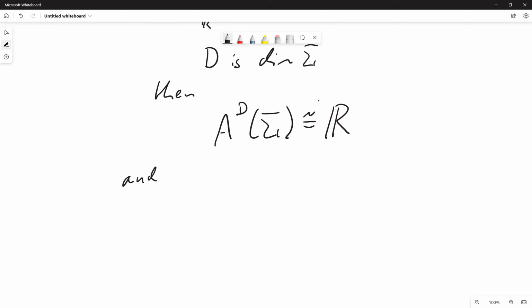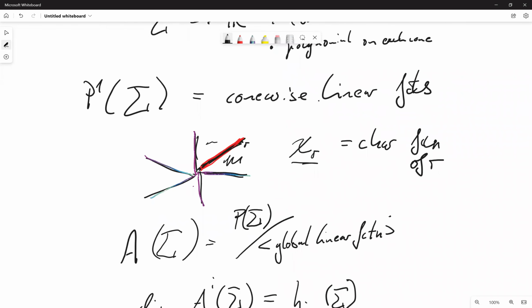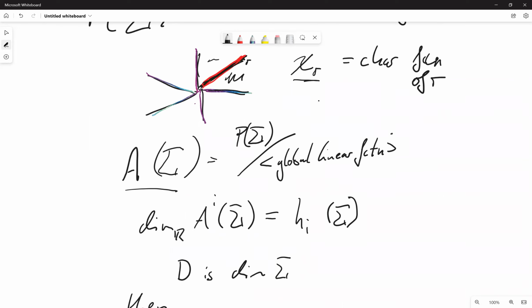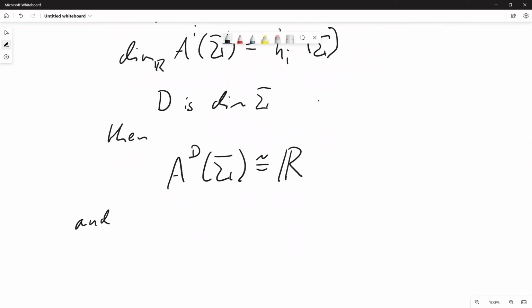Just one question. You did not define what A in degree i is. A is a graded object, a graded ring. P was a graded ring, and because this is a homogeneous ideal, generated by elements of uniform degree, the quotient is again graded. So it still has a degree, and I can still talk about the linear functions and so on. A_i is just the functions of degree i. Thank you for the interruption. So A_D is isomorphic to the real numbers.